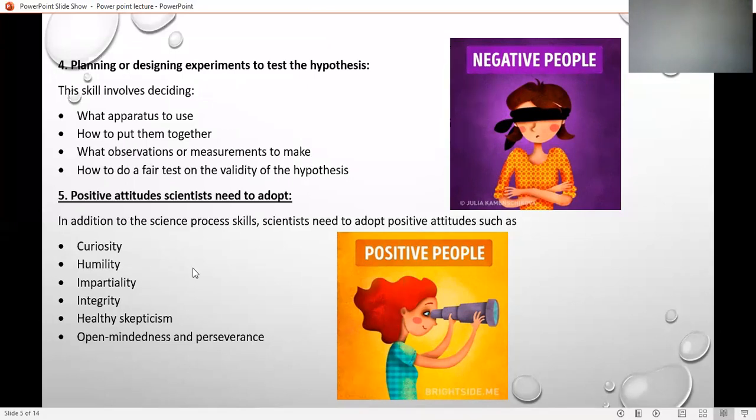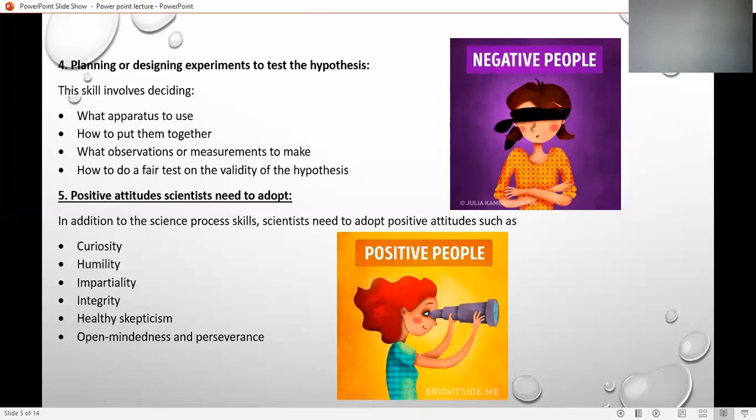And fifth, the most important thing is your attitude should be positive, okay? Because you are going to be a scientist, you, my little tiny scientist, right? Negative people are like blindfolded people, they can't see positivity in anything, but positive people are curious about things. What can they adopt, what can they not adopt, they are impartial, they do fair things. They have healthy skepticism and healthy criticism. Whenever they are criticized about things, they take it positively and improve on it, okay?